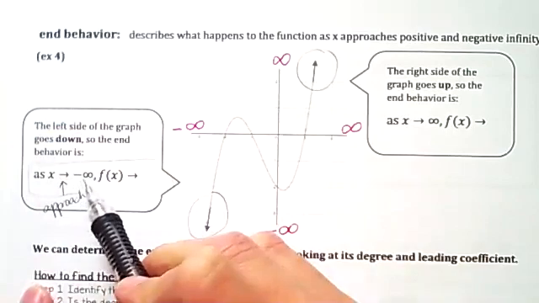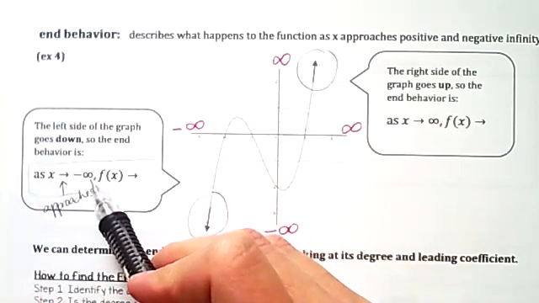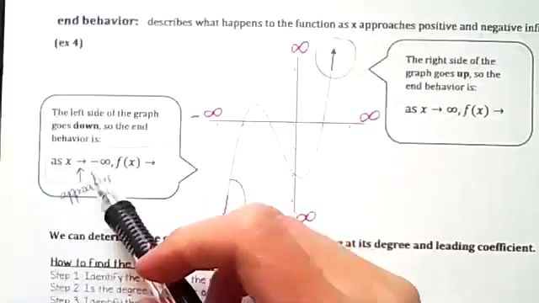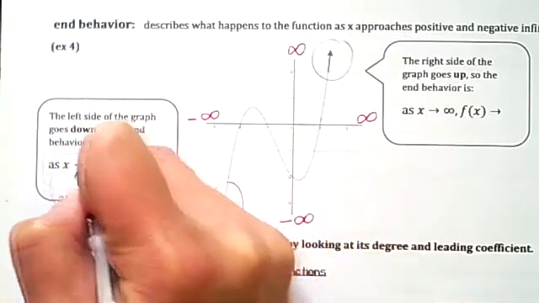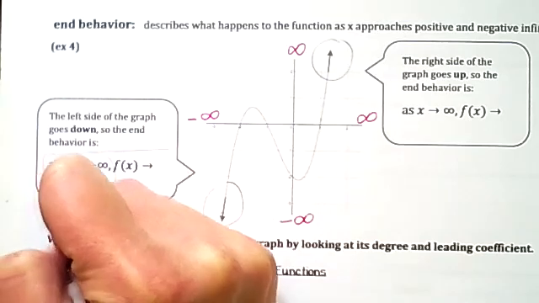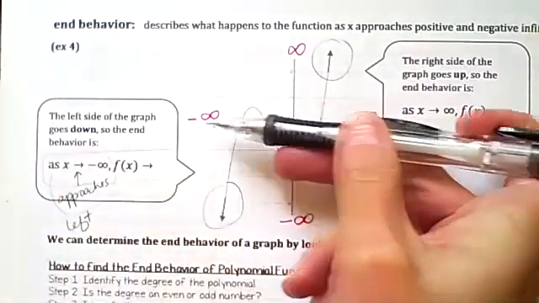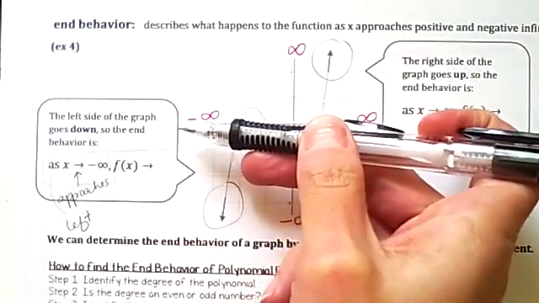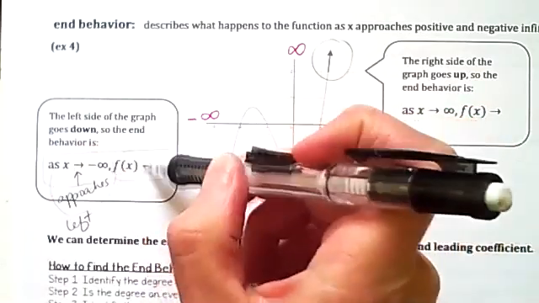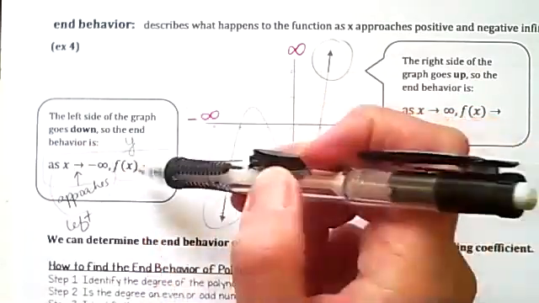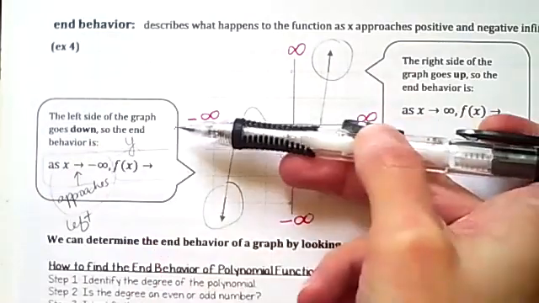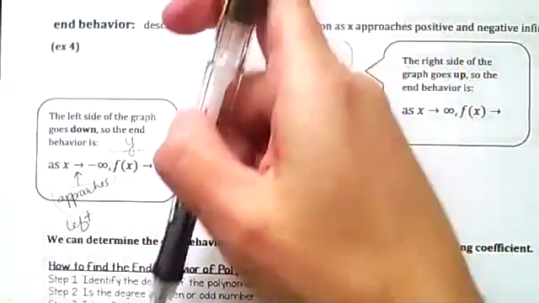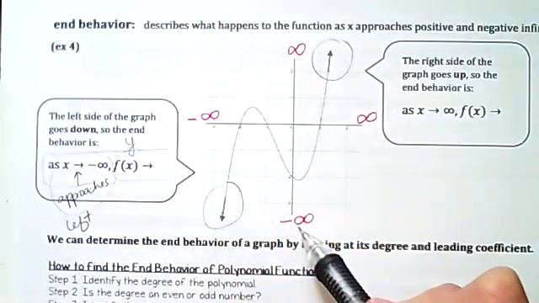So as x approaches negative infinity, what that means is basically as we go left. So as the graph moves to the left, approaching negative infinity, where is f of x? F of x is really like y. So is it pointing up or down, basically? As we move left, the graph is pointing down. So it's going down to negative infinity.